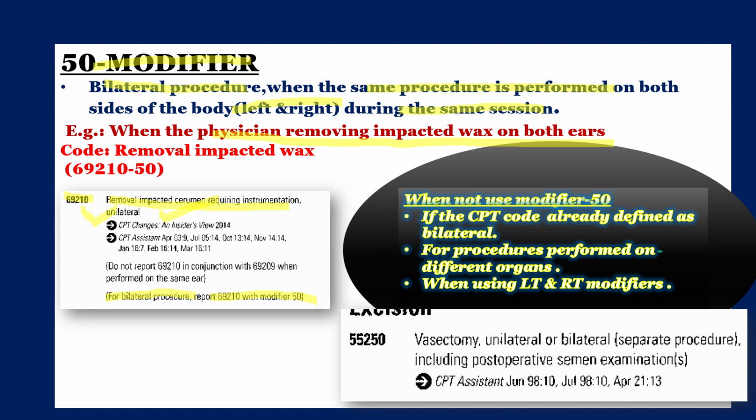When not to use modifier 50: if the CPT code is already defined as bilateral, you can see here 55250 vasectomy, it is given as unilateral or bilateral. Already they have given bilateral, it means both sides of the body. Then in that case we should not append 50 modifier.